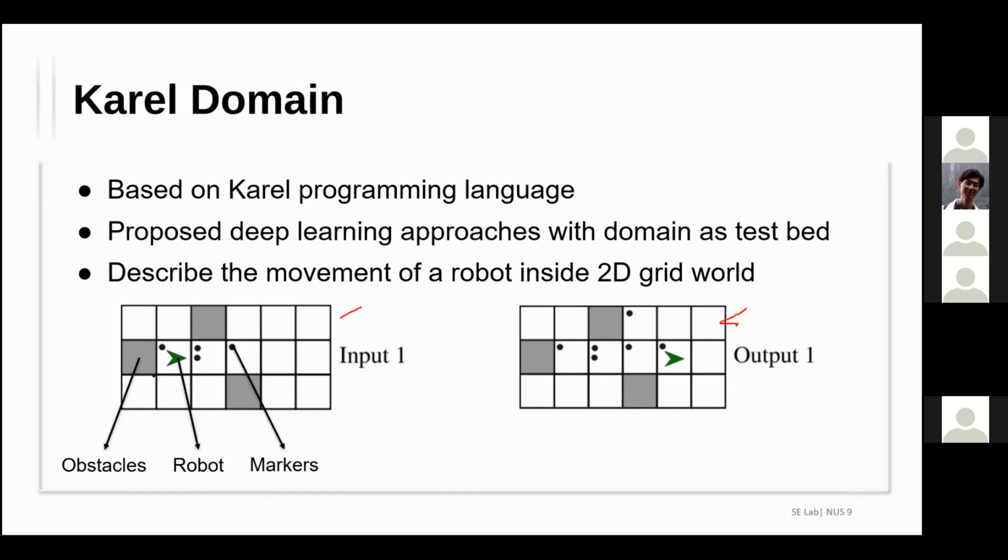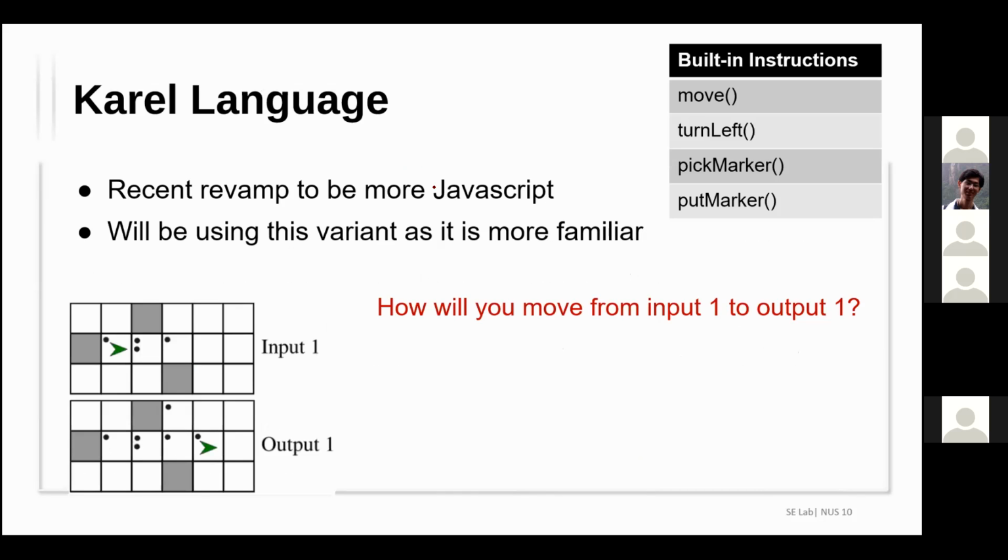So this robot actually can do 4 different instructions. It can move forward. It can turn left, and after it turns left, it can move again. So for example, right now my robot is here. If I move, it will go straight like that. Then if I turn left, my robot will now be facing upwards. So if I turn left multiple times, then I can move downwards.